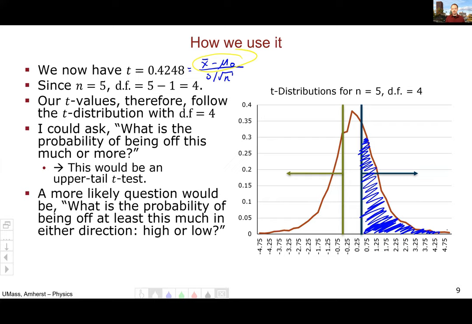But just like with the z-test, a more likely question would probably be, in a lot of circumstances, what's the probability of being off at least this much in either direction? So either high or low. And this would be a two-tailed t-test. So I'd be looking at the area both above and below and adding those two up. Just like with the z-test, only this time it's not a normal distribution, it's a t-distribution.